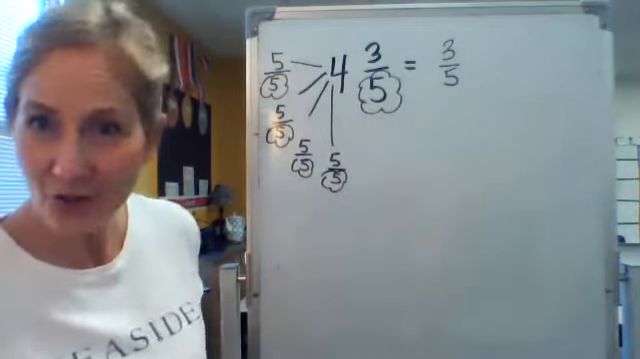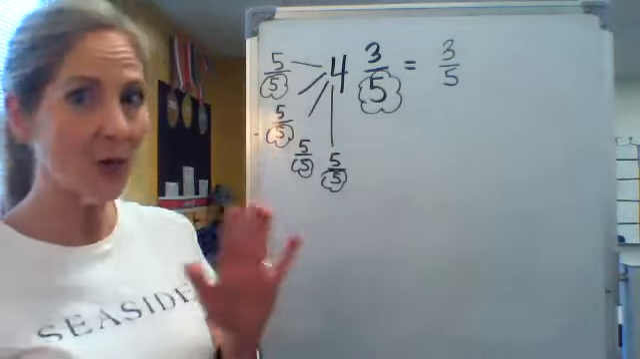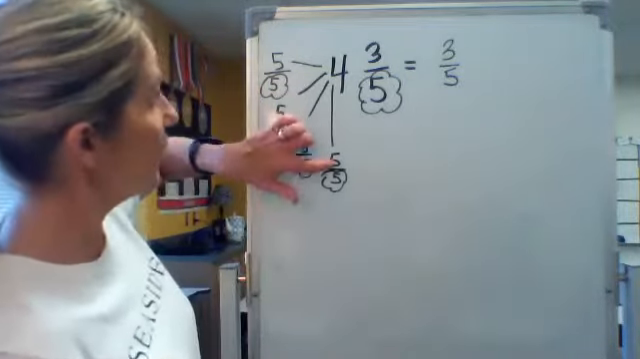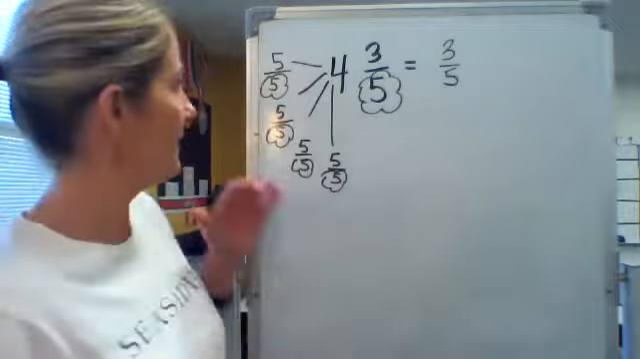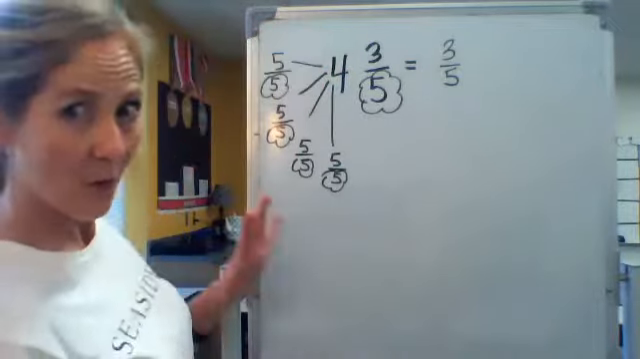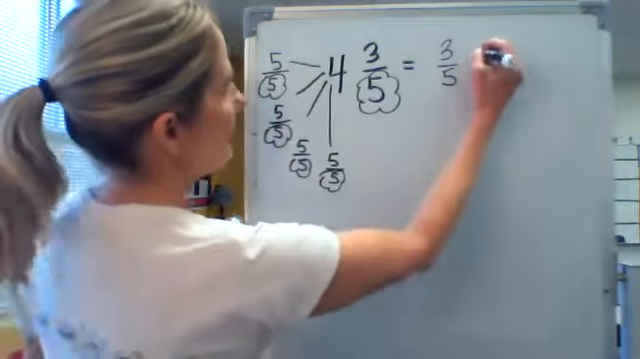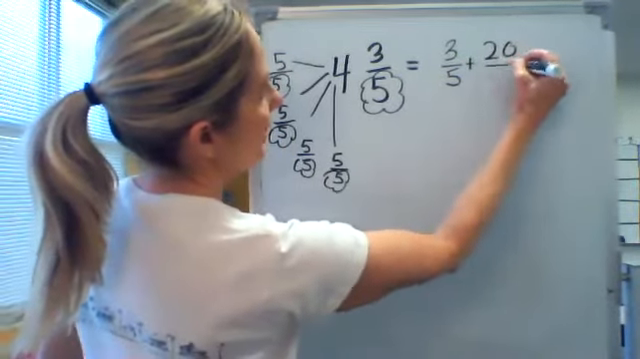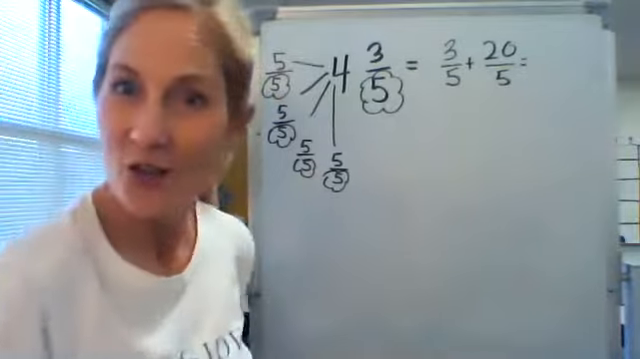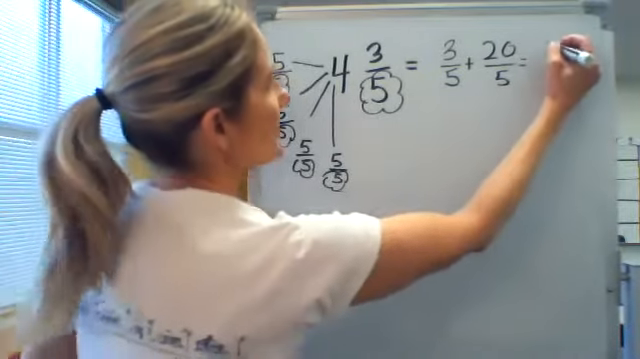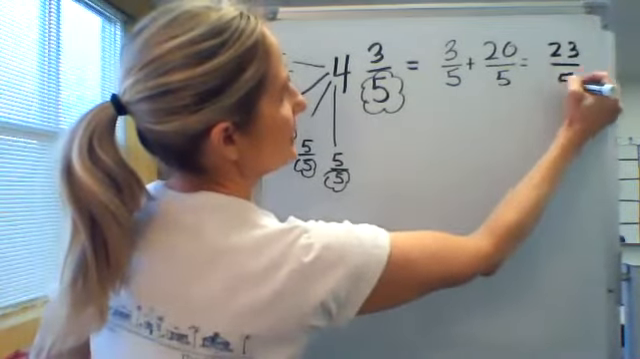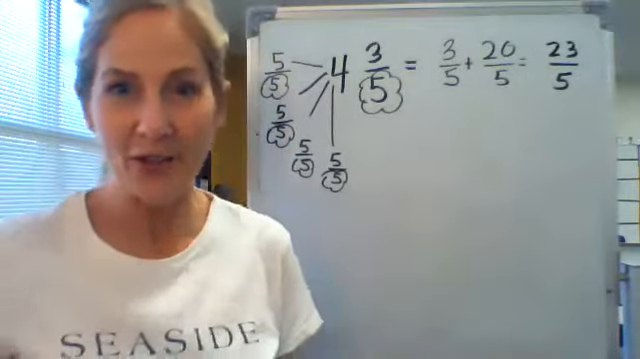So how many fifths are there altogether represented in these 4 wholes? 5, 10, 15, 20. There's 20 fifths represented in those 4 wholes. And then we have the 3/5 that are already there. So altogether, how many fifths are there? 23/5. And that's a nice improper fraction, right?